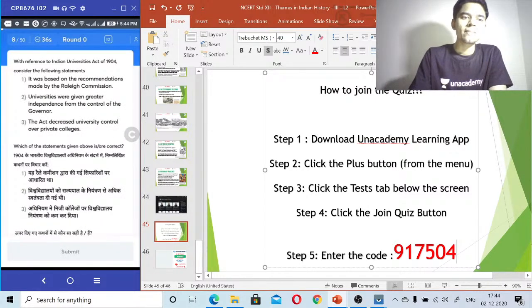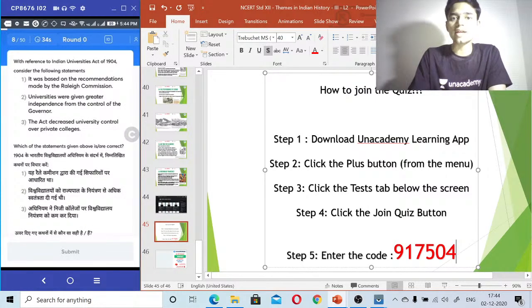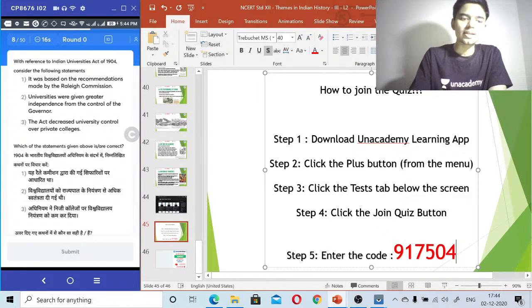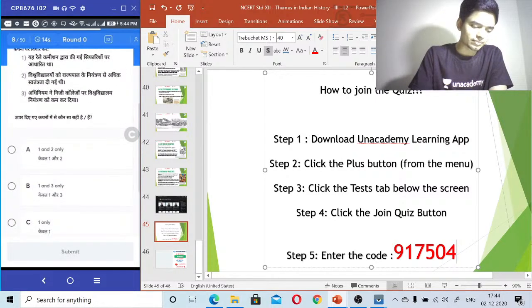8th question. With reference to Indian Universities Act of 1904, consider the following statements. 1. It was based on recommendations made by Raleigh Commission. 2. Universities were given greater independence from the control of the governor. 3. The Act decreased university control over private colleges. Select the correct answer. Very simple question.